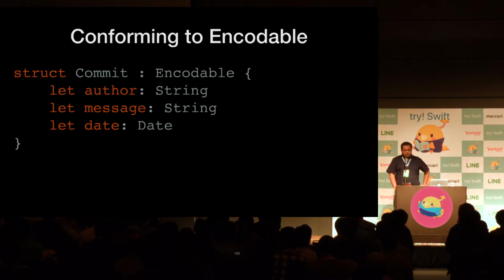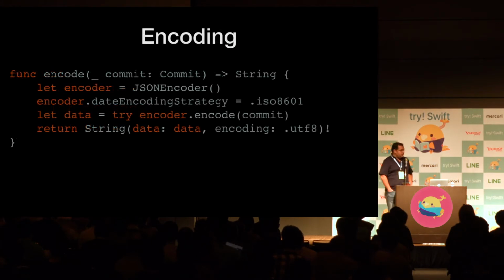Now, what do you want? The next question is, what would you do to have a type of yours conform to Encodable. You need not implement any property, need not implement any method. All you have to tell the compiler is, I am Encodable. This type, struct Commit, is Encodable. You just have to put that colon Encodable there. That's it. Now with this, see how the encode routine looks.